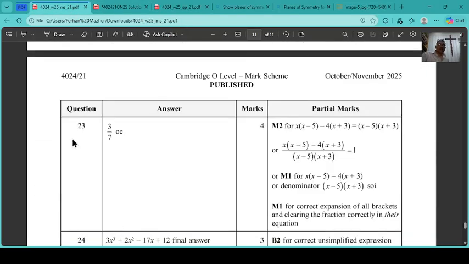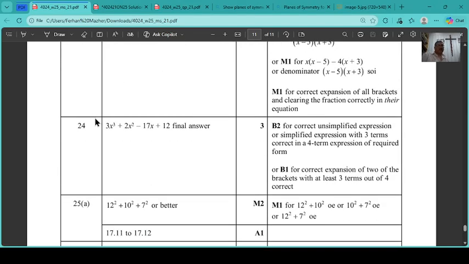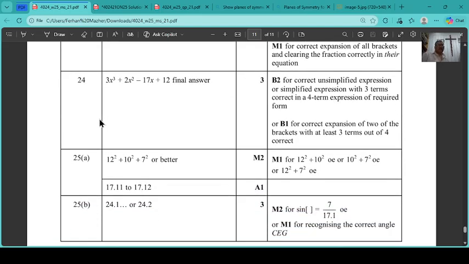Let me show you the marking scheme. This is the question number 23. So 3 by 7 is the answer, sir. 3 by 7 is the answer.